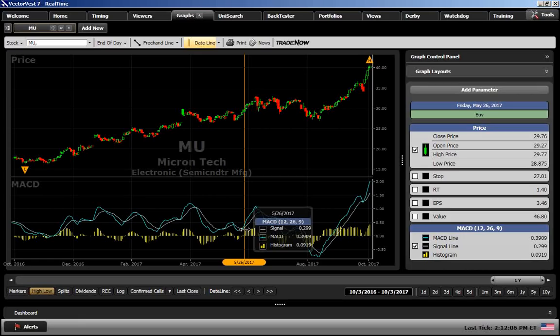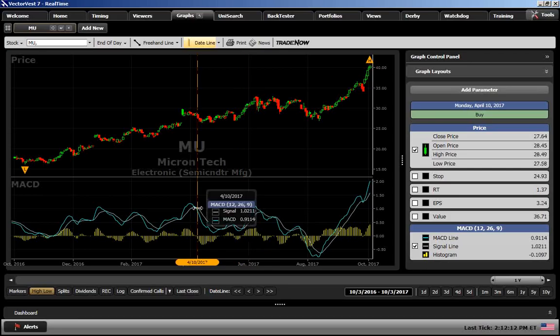The white line is the signal line. I want the MACD line to go above the signal line. And then when it goes the opposite direction, that's an opportunity to get out of the stock and take your profits or play it to the downside. So that's one of 11 different technical indicators that can be used.